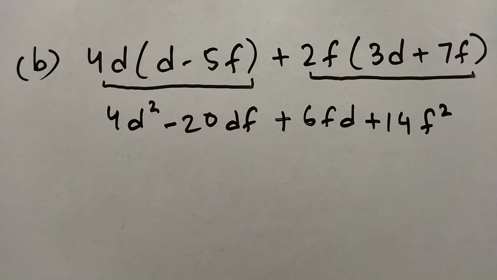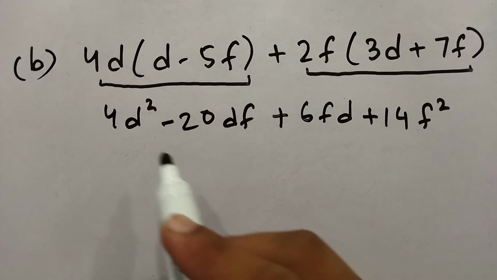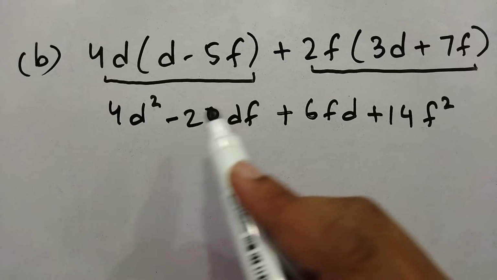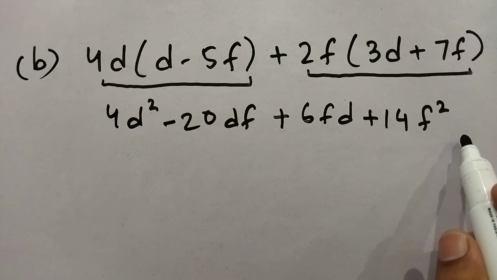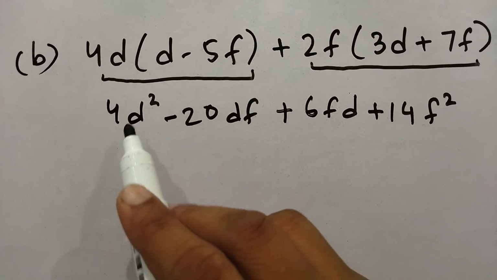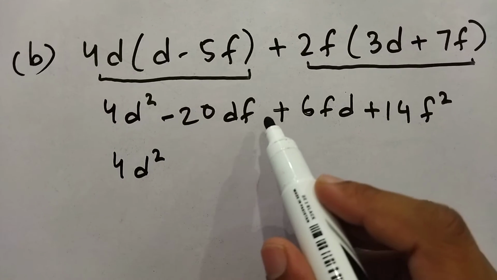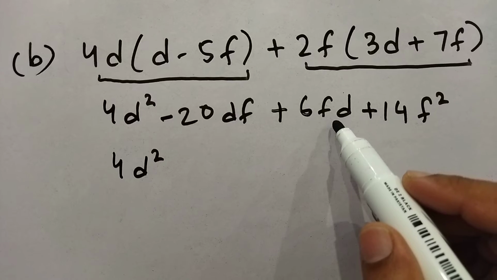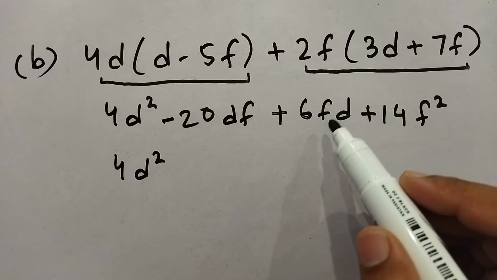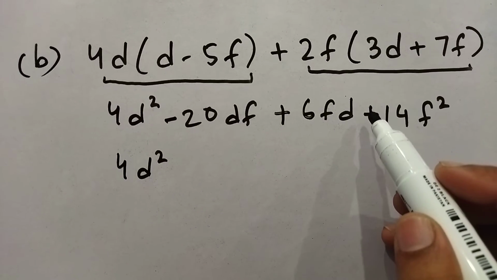Now we'll find out like terms. So here we have D square. We do not have any other D square term, so this will be written as it is. Then we have minus 20 DF, and here we have again DF. That is FD or DF gives us the same result.